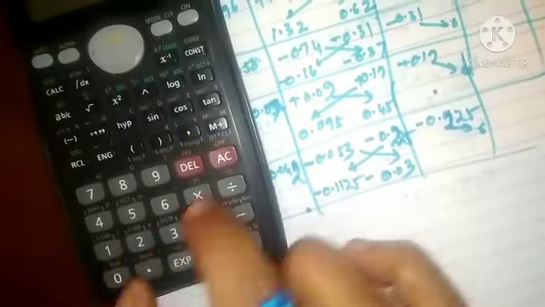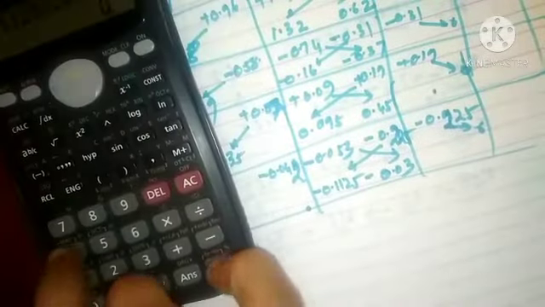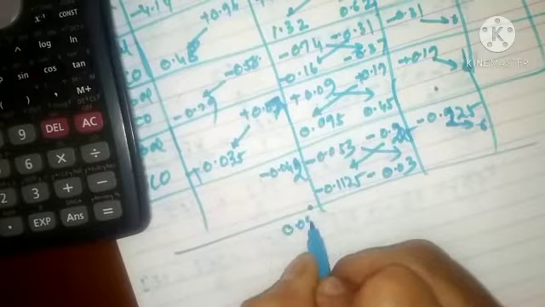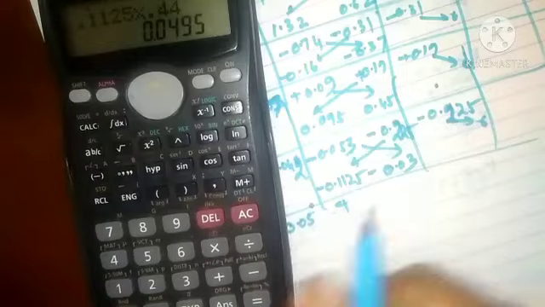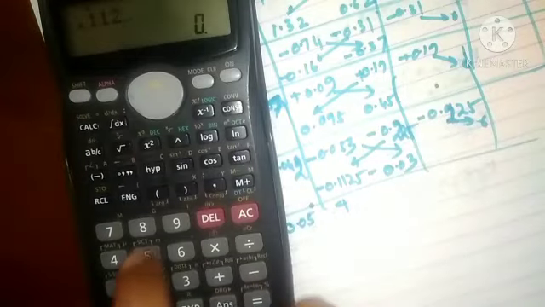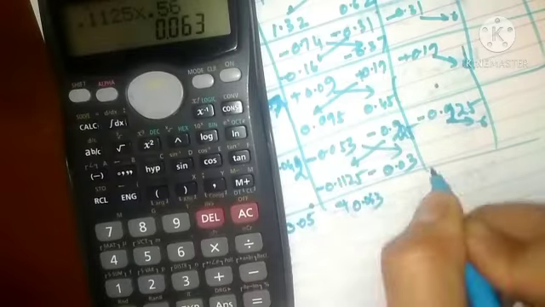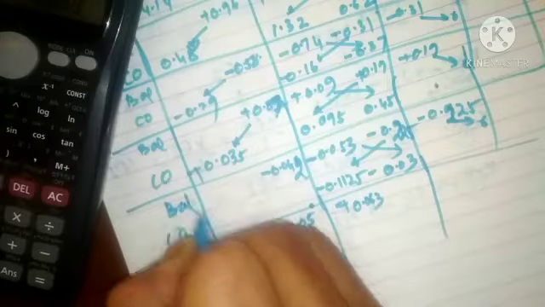0.1125. 0.1125 into 0.44, 0.05 is the value, both values will be positive. Likewise, 0.1125 into 0.56, which value will be 0.063. Carryover, balancing.